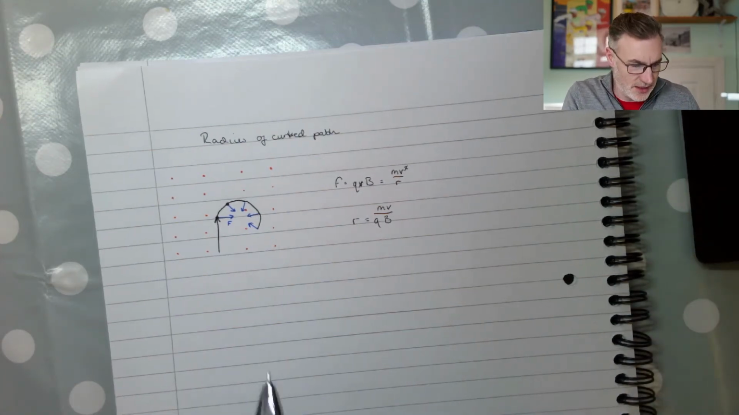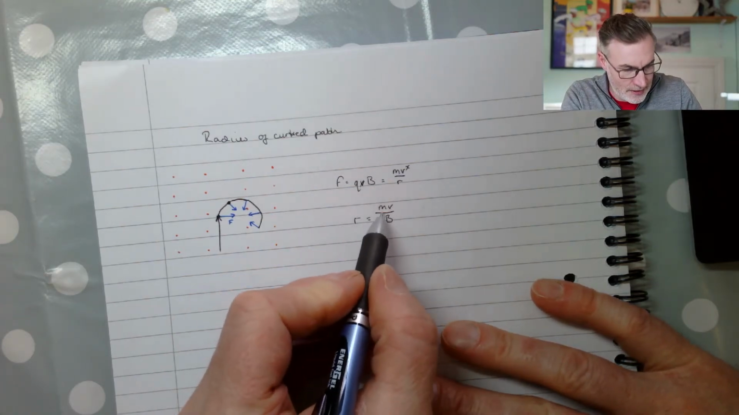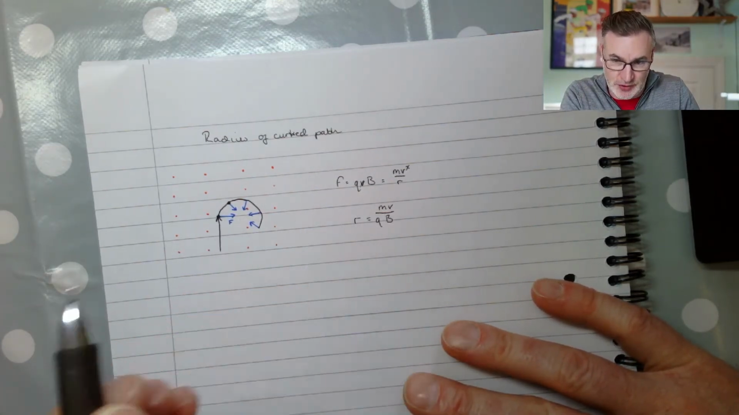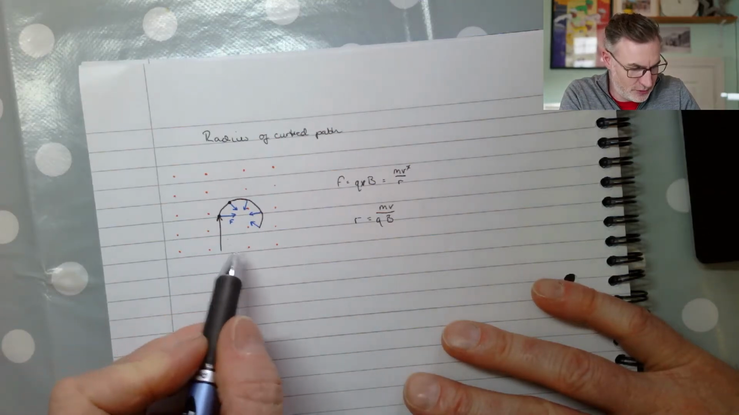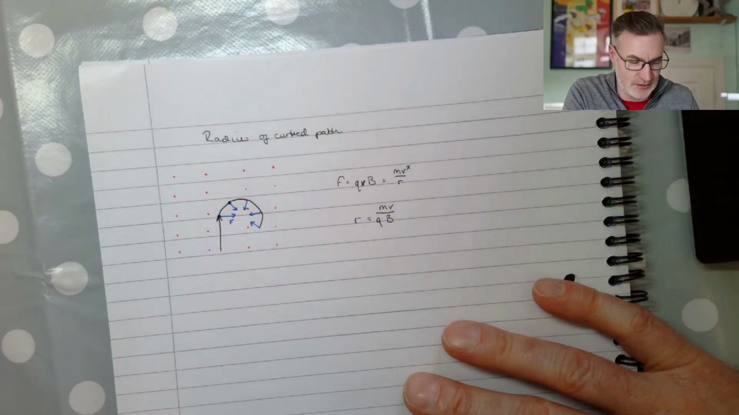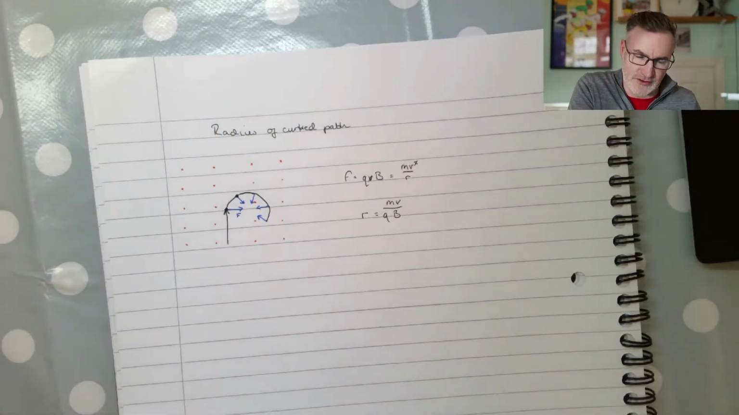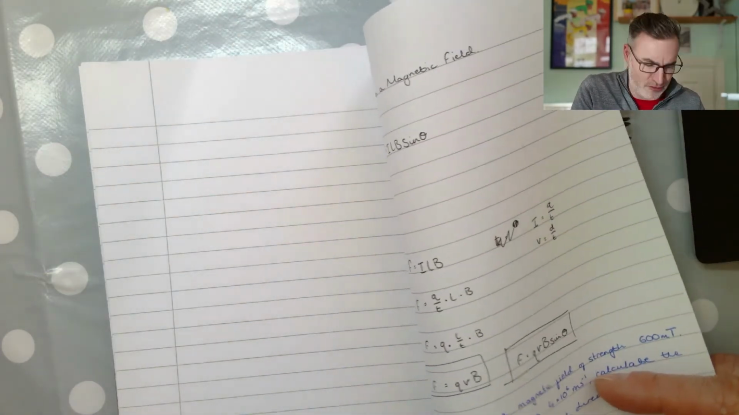So this will tell us the radius of the curved path, given the mass of the proton, which we know, the velocity of the proton, which we would know as well, the charge and the magnetic field or the magnetic induction. So let's just go and work out what the radius of the curved path for our example on the previous page would be.